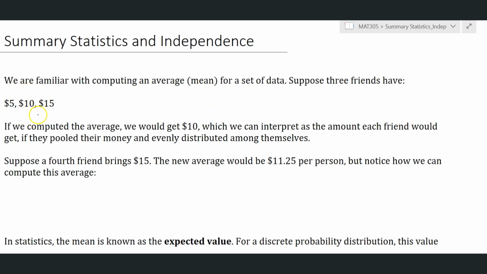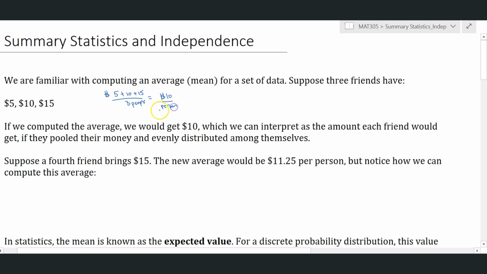Just to illustrate an example, suppose we have three friends. These three friends have in their pockets $5, $10, and $15. If we computed the mean, which our standard way of doing it is to sum the values and divide by the number of values, that's the operation we would get. And this would give us $10. Well, what does $10 mean is the ultimate question. We took dollars and divided by people, so this would be $10 per person.